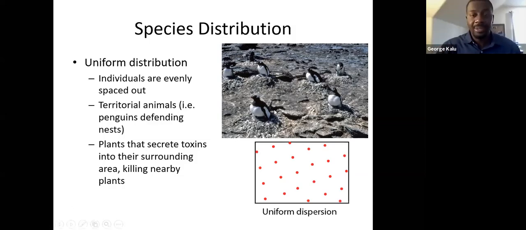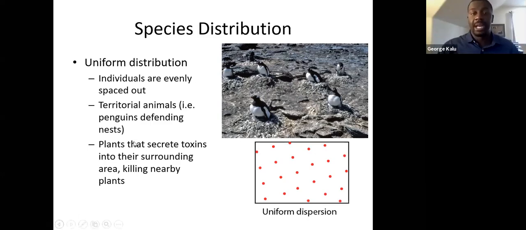So they're going to be evenly spread out, and they're going to keep their own distance from one another in order to protect their own nests, but also defend their offspring as well. So that's one place we're able to see uniform distribution, where you have organisms that are evenly spread out.